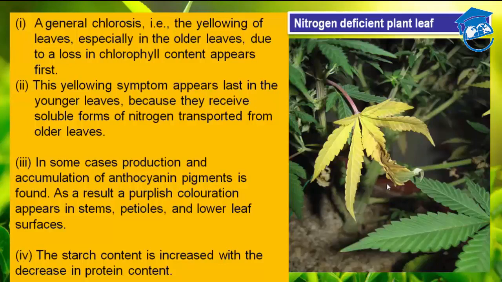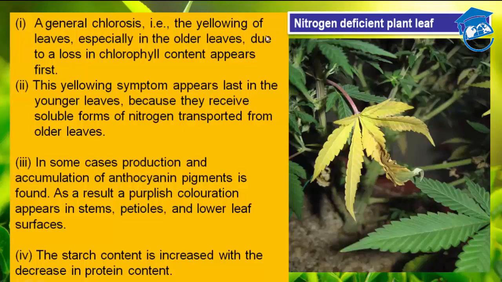In severe cases, the leaves first turn yellow and then convert into tan color and finally die. Some plants such as tomato and maize may exhibit a purplish coloration of the stem, petiole and underside of the leaf. But it is seen in tomatoes and maize. So a general chlorosis is seen. Chlorosis means yellowing of leaf, especially in the older leaves, not in the young leaves, students.